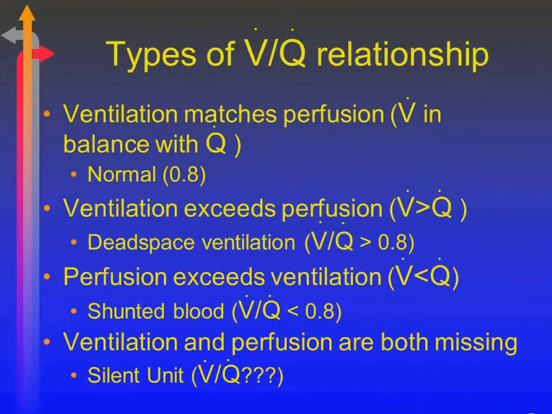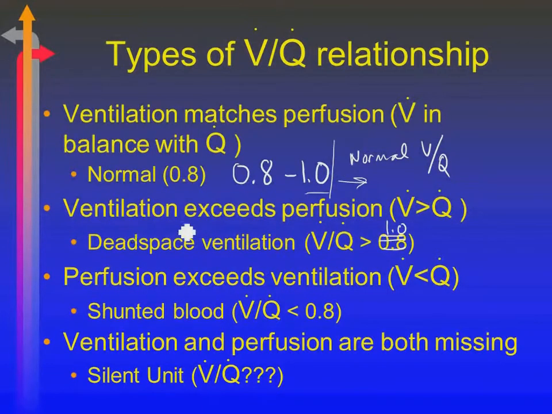So there's a bunch of situations we can have. Let's say I'm going to change this normal value from 0.8 to 1.0, because anything inside that range we're going to consider a normal VQ. Anytime I get above that point, where ventilation exceeds perfusion, the numerator is bigger than the denominator, we're going to call that a dead space. And anytime perfusion exceeds ventilation, we're going to call that a shunt.